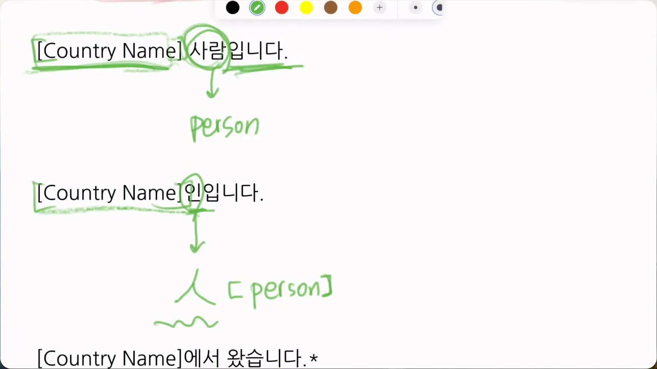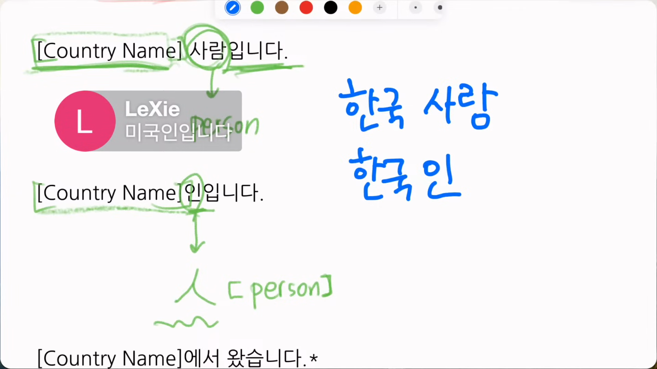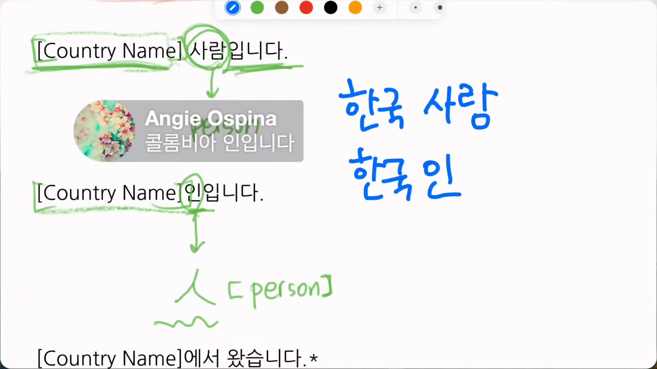So for example, I am a Korean person. I'm Korean. So I can say either 저는 한국 사람. Let me use a different pen. 저는 한국 사람입니다. I could say I'm a 한국 사람. Or I could say I'm a 한국인입니다. 그리고 르시엔님 미국인입니다. 좋아요. 그리고 콜롬비아인입니다. 좋아요. I'm from Colombia.